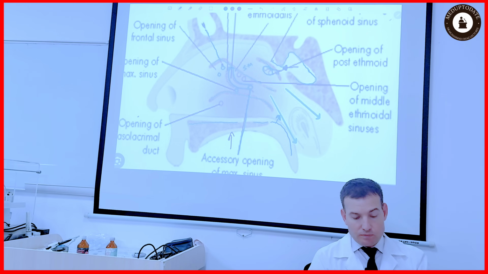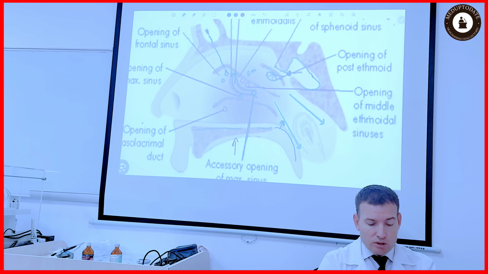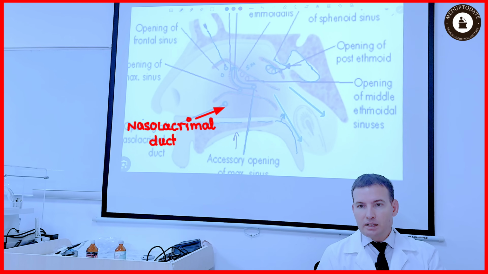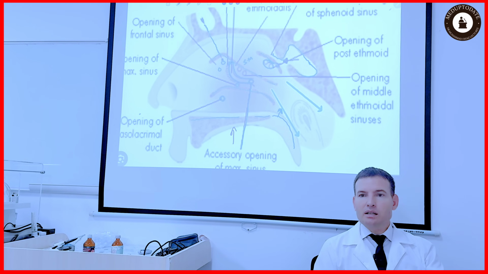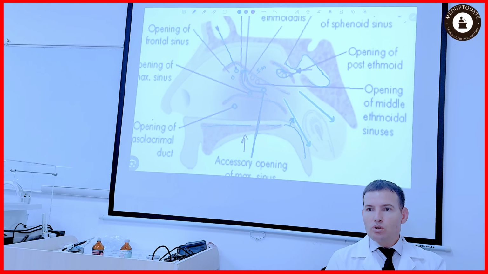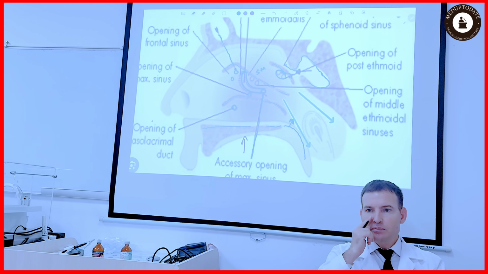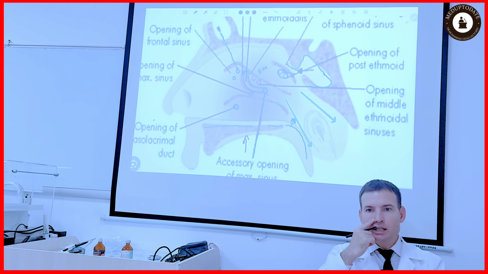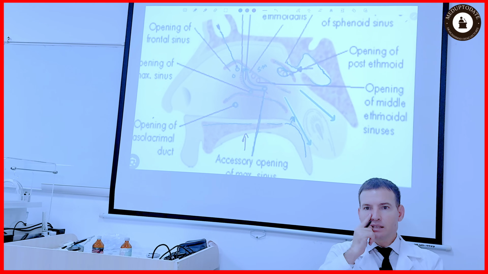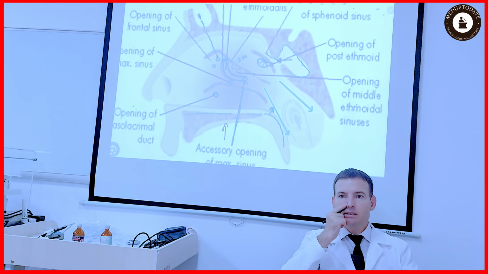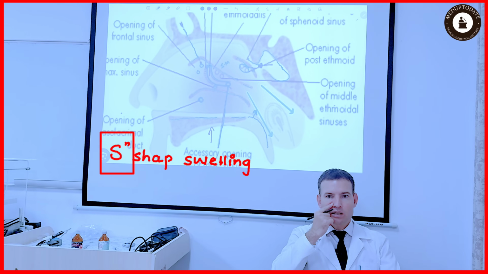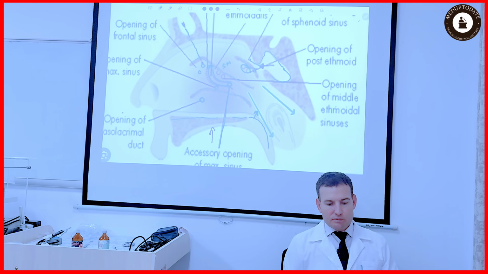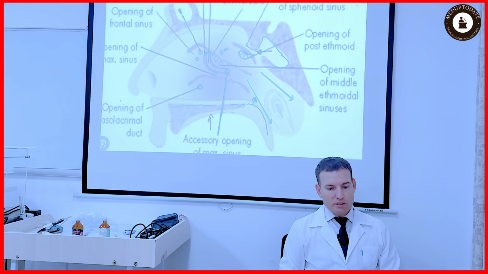Now we come to the inferior concha and inferior meatus. In the inferior meatus, we have the lacrimal duct opening. When the lacrimal duct is closed, the tear will accumulate. The tear and all the discharge of the eye is drained through this into the nasal cavity. When it has been blocked, you will see an S-shaped swelling over here. When you see that, think that the lacrimal duct has been blocked.